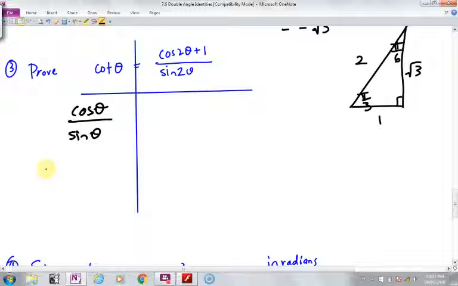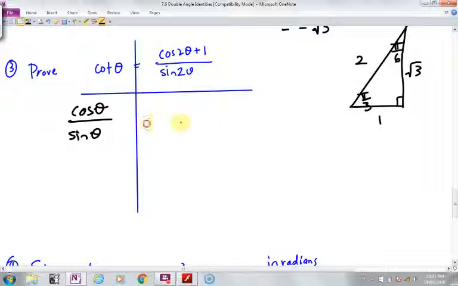Okay, so we would write cotan as cos theta over sine theta. Now that's as simple as we're getting on the left-hand side. There's nothing else we can do over there to make that look any simpler. However, over here you can see we have some double angles, and we need to get rid of double angles because over here we don't have a double angle. So we need to have everything in terms of theta.